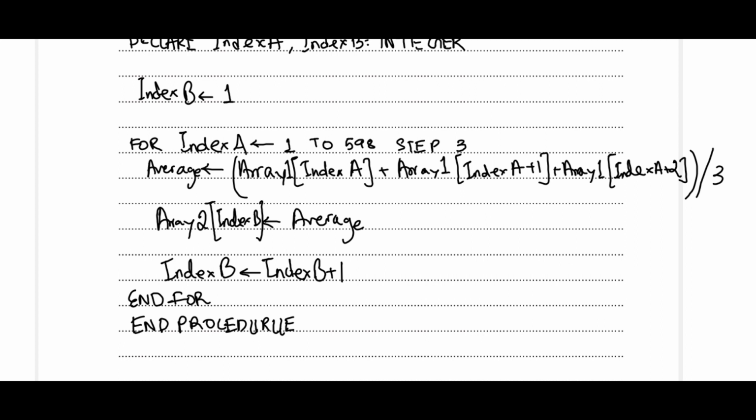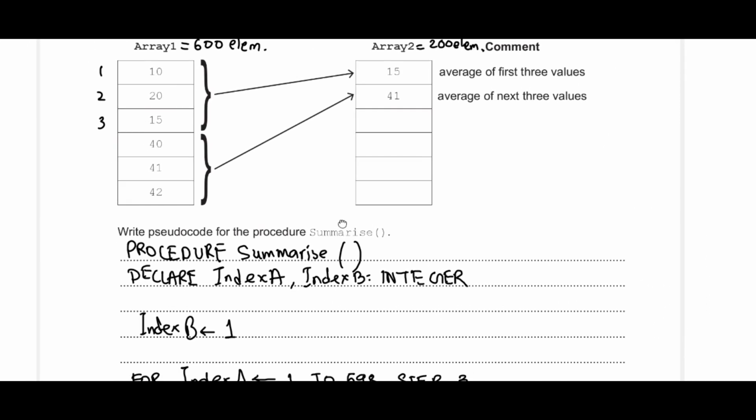You can do them separately. You can do them in a single line. You can declare different indexes. It's totally fine. Now, the average over here. Now, the average. Average of the middle.